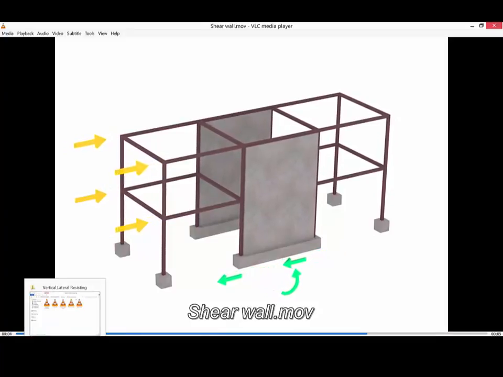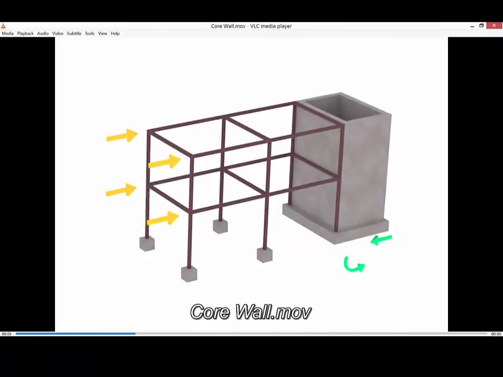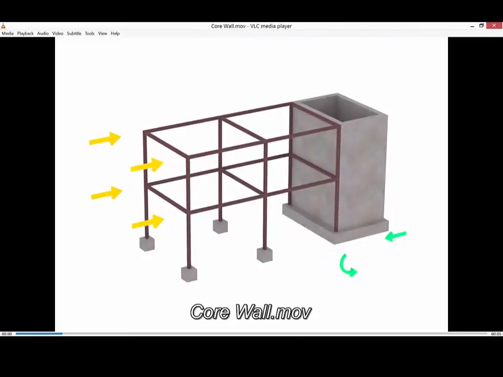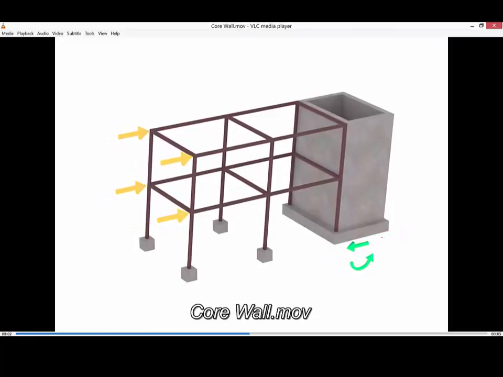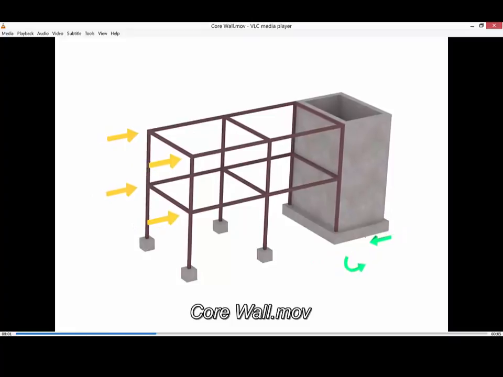Now let's look at a core wall. If we have a core wall and again lateral forces, you see the same thing basically. Since the loads are coming from left to right, the shear resistance is from right to left, and you also have a moment at the base of the core wall.